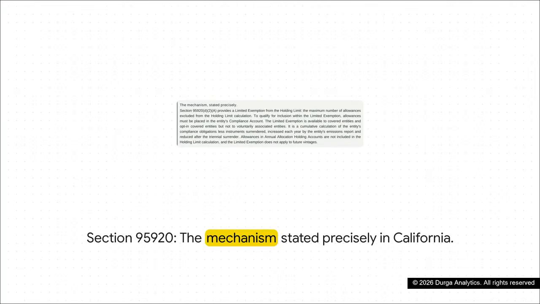Now you might be wondering, is this just some internal corporate governance theory? Absolutely not. This is exactly how market regulators enforce registration mechanics in the real world. Take the California Cap and Invest program. Under Section 95920, California imposes a strict holding limit specifically to restrict speculative capacity. To get an exemption and hold the large volumes required for compliance, covered entities must physically place those allowances into their specific compliance account.